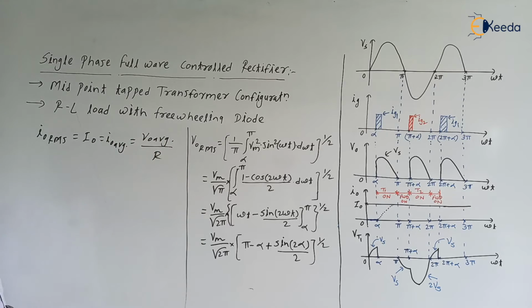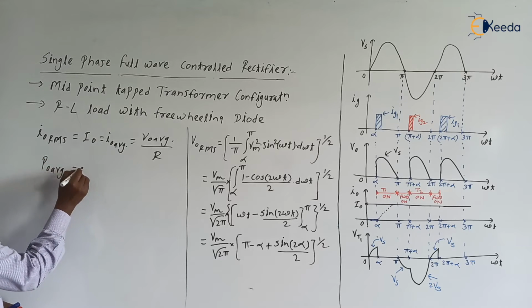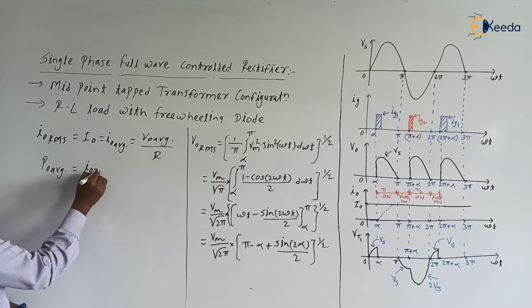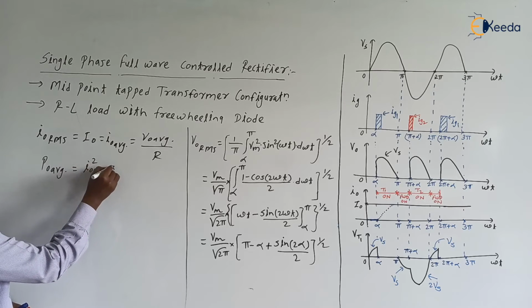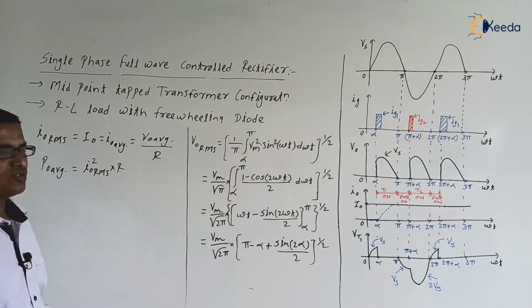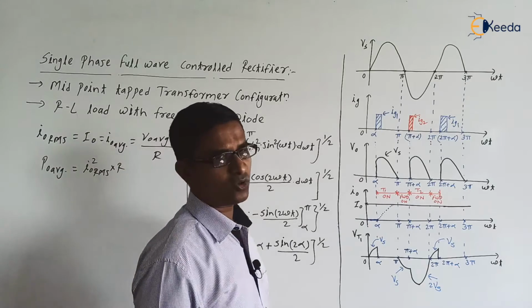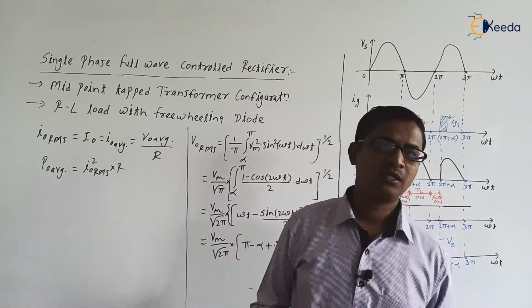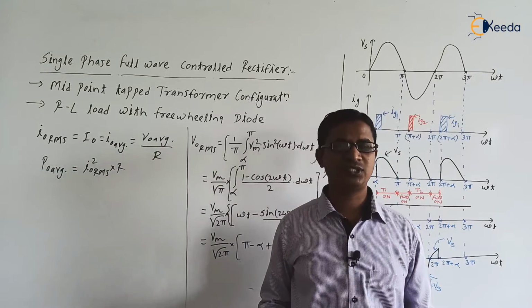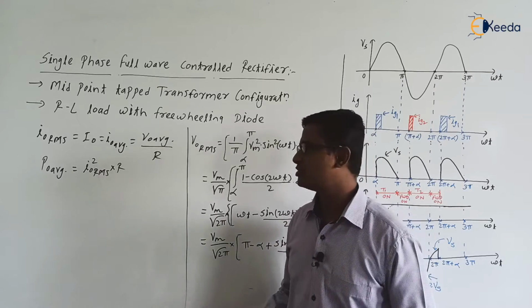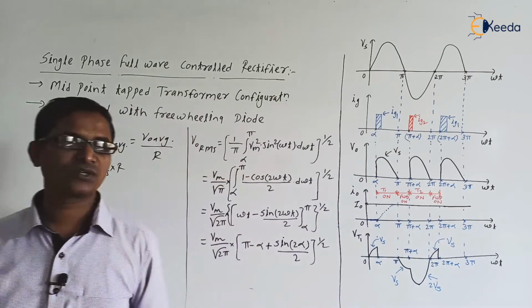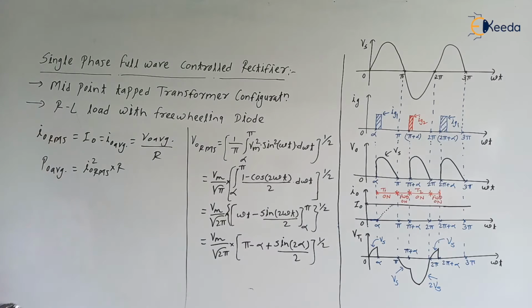Next, what is the load power? P0 average is equal to I0 RMS square into R. This is P0 average. Yes or no? Because in the load we are having resistor and inductor. Real power consumed by the inductor is always 0. So only the resistor is consuming the power. That's why it is equal to I0 RMS square into R.